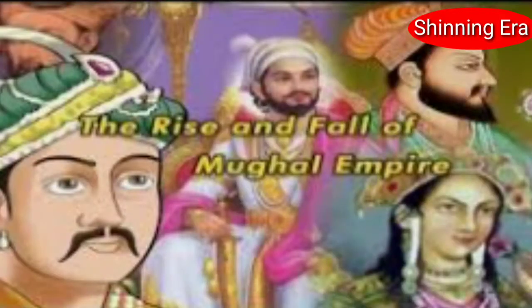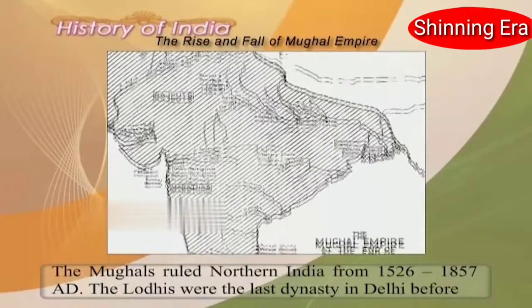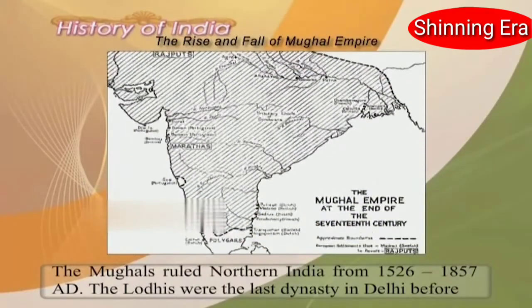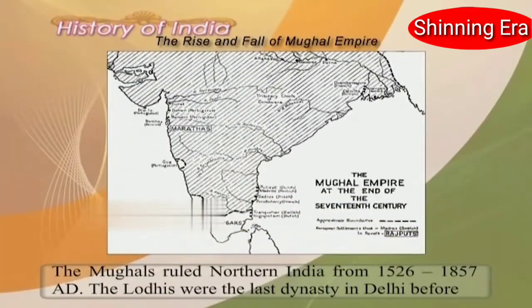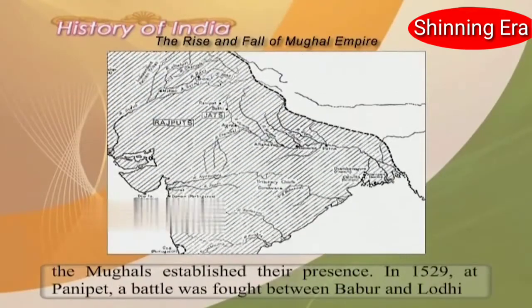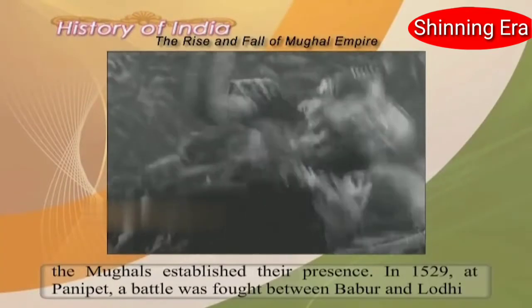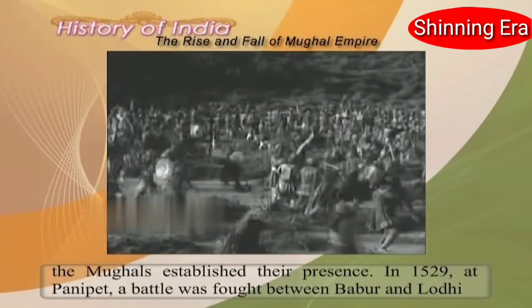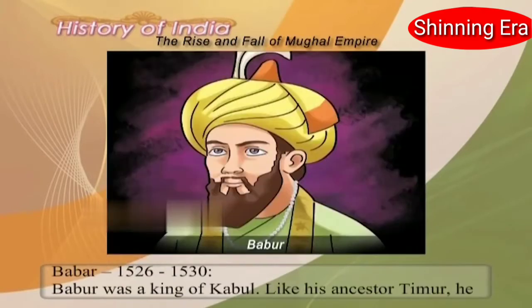The rise and fall of the Mughal Empire. The Mughals ruled northern India from 1526 to 1857 AD. The Lodhis were the last dynasty in Delhi before the Mughals established their presence. In 1529, at Panipat, a battle was fought between Babur and Lodhi army. Lodhi army was defeated. Babur, 1526 to 1530.